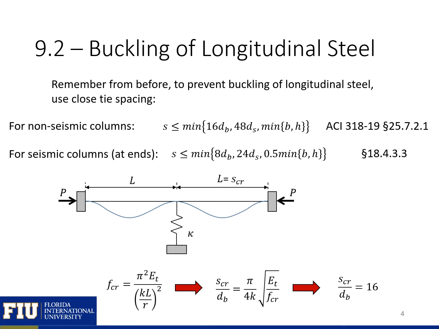We can remember from before that to prevent the buckling of our longitudinal steel, we need to use close tie spacing, and we need to ensure that our ties are properly sized. So we started from our buckling stress expression, solving for a spacing over bar diameter. And then we saw that having a spacing over bar diameter of about 16 would ensure that we prevent the buckling of our longitudinal steel, or we ensure the proper mode of buckling happens. So having the right spacing of our ties will ensure that we don't have a localized buckling failure within our column.